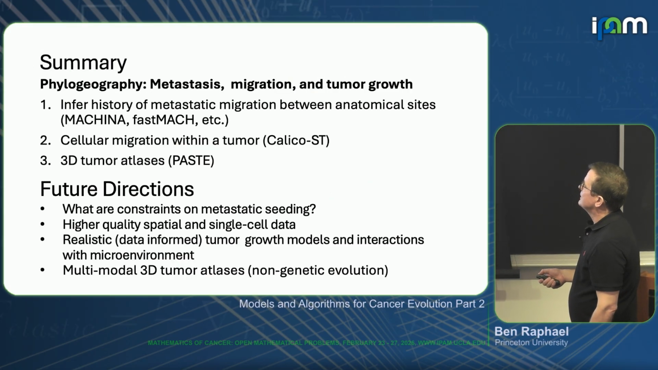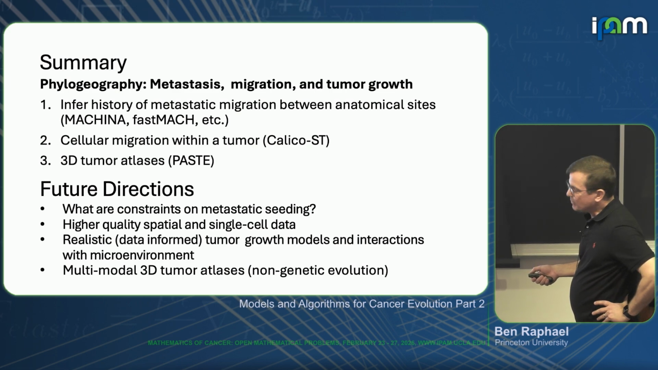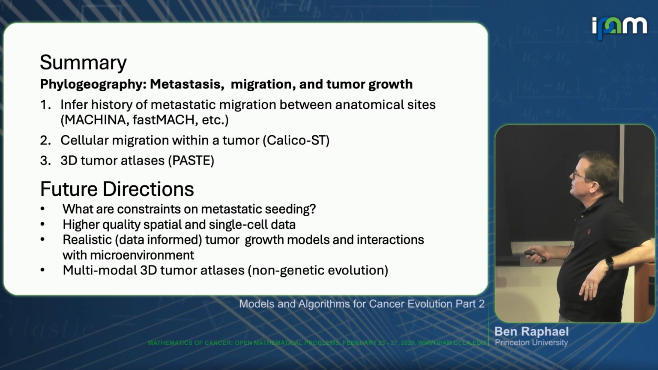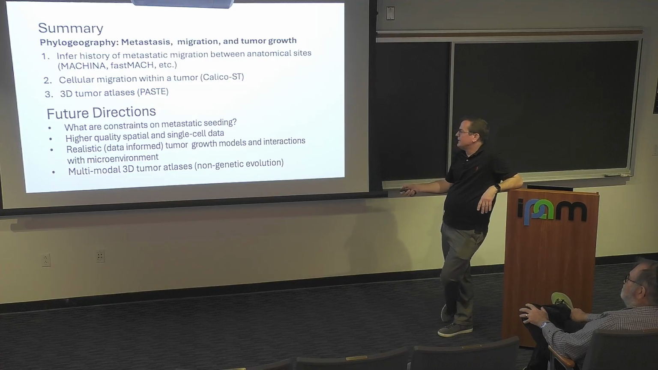I showed you some stuff about metastasis migration, migration locally, and 3D tumor atlases, another thing we're working on. Some of these questions already came up: can we get better models for metastatic seeding? Can we parameterize this model? What are actually the constraints? Are they clusters or not? We've just started to address this question with data. Better spatial single-cell data is going to open up some of what was asked here: can we get more realistic growth models, interactions with the microenvironment, and can we actually do these correlations? I think we need higher quality spatial data than what we currently have, but it's getting better.